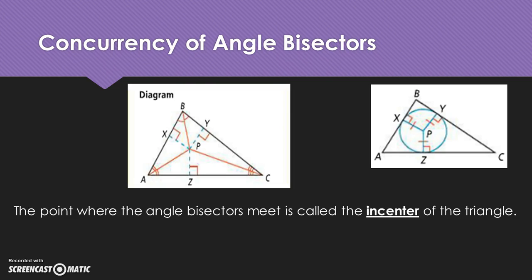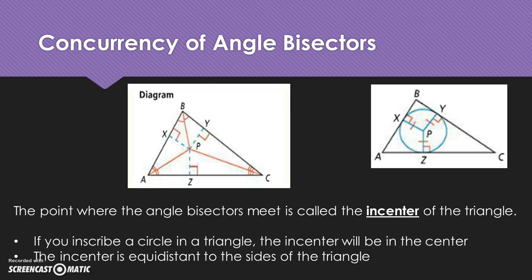Angle bisector meets at what is called an incenter. The idea here is if you inscribe a circle, meaning draw a circle inside, the center of the circle is the incenter. It is equidistant to the sides of the triangle because circles are congruent with radii.